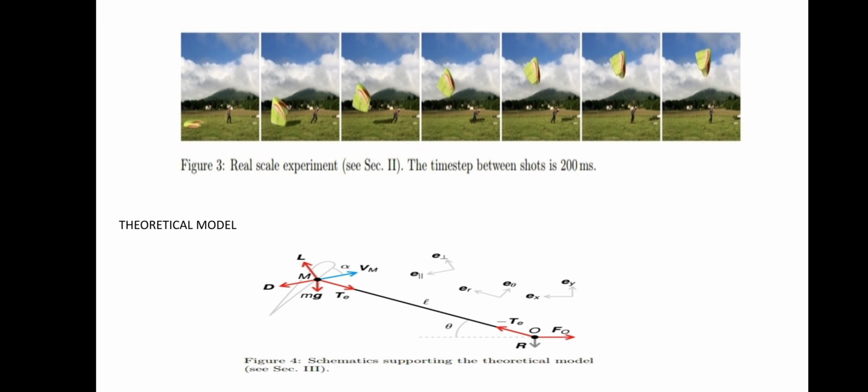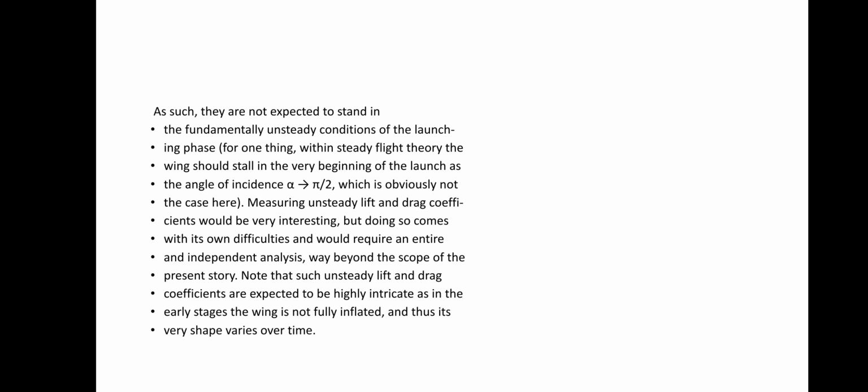Schematics supporting the theoretical model. As such, they are not expected to stand in the fundamentally unsteady conditions of the launching phase. For one thing, within steady flight theory, the wing should stall in the very beginning of the launch as the angle of incidence alpha tends to pi by 2, which is obviously not the case here.